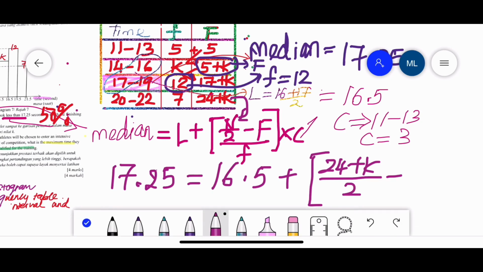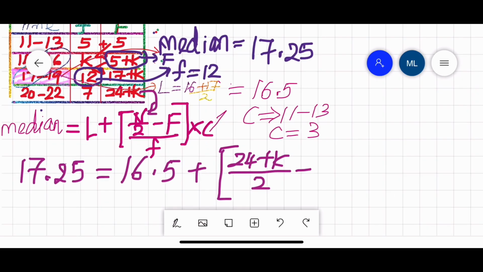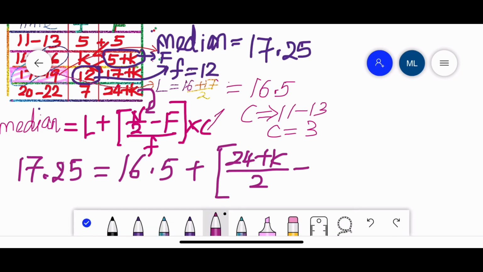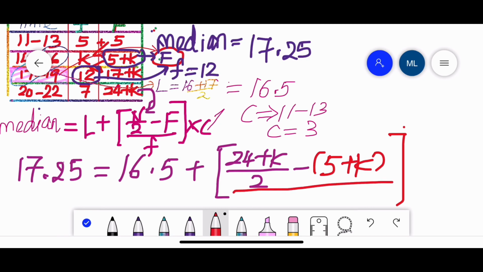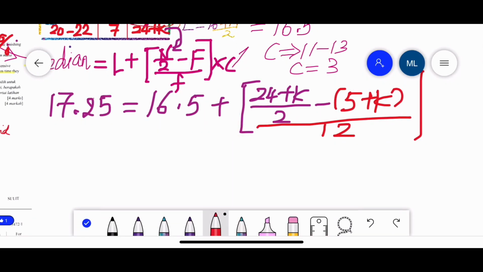So N divided by 2, and then minus the big letter F. The big letter F, just now I highlighted already, is 5 plus K. You need to put a bracket because you have two terms. You are minusing two terms, so you need to put a bracket. And then you have to divide by the small f, which is 12, and you need to times with the C. Don't forget, you have to times with the C. Please multiply the C for me. You have to times with the 3.